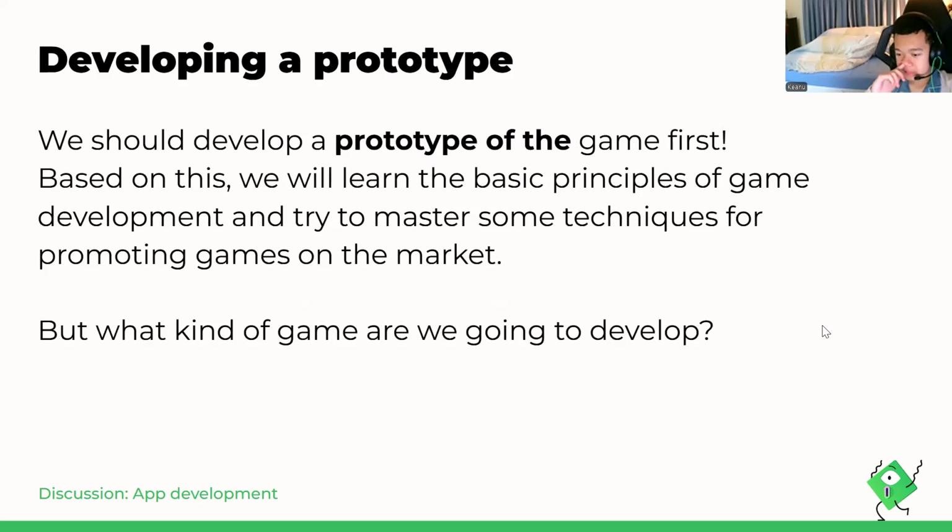So basically, we will go for developing a prototype first, Keanu. We should develop a prototype of the game first. Based on this, we will learn the basic principles of game development and try to master some techniques for promoting games on the market. And then what kind of game are we going to develop?